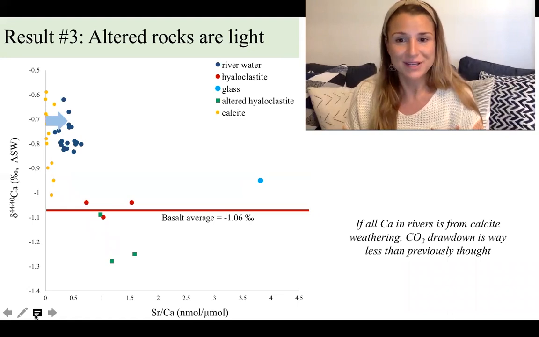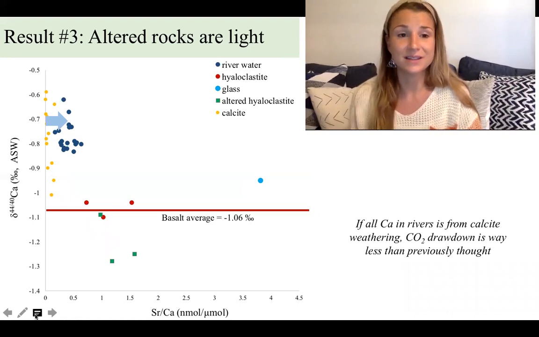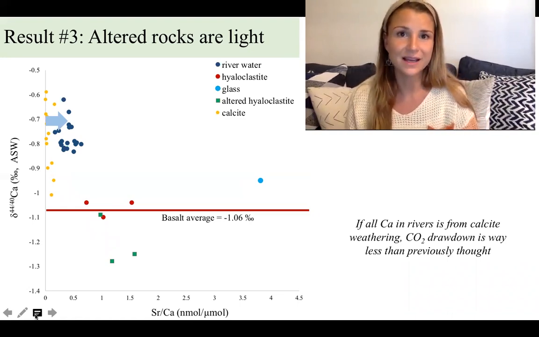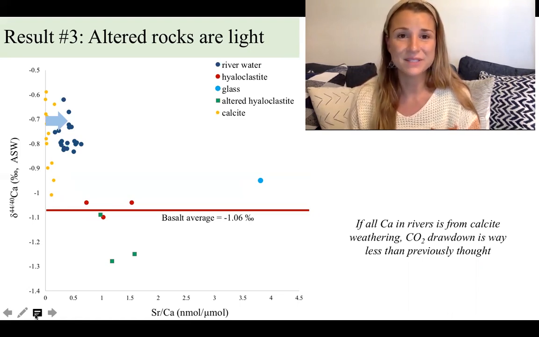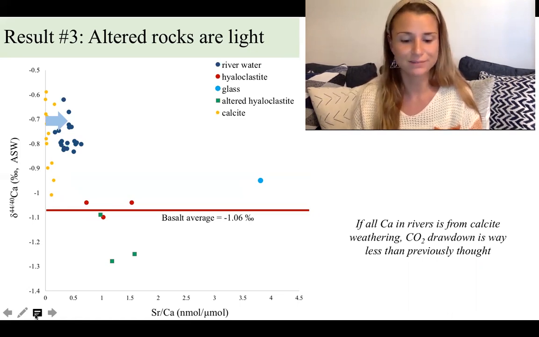Basically, the implication of this is that a lot of the calcium in these rivers comes from calcite and not basalt. So this means that CO2 drawdown is probably less than we previously thought.